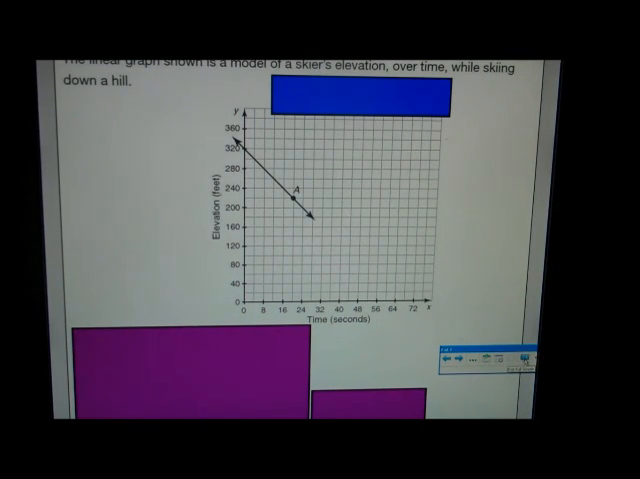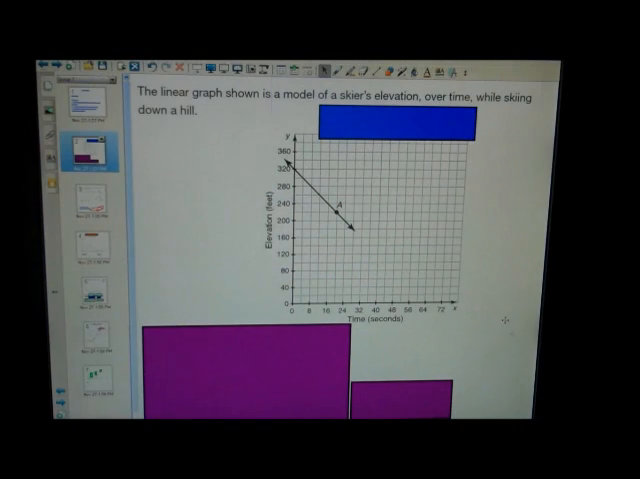Remember, to find slope, it's y2 minus y1 over x2 minus x1. So you're going to need two ordered pairs. You can get one of those right here. That's a perfect spot where it intersects. And there's also an ordered pair right here. So go ahead and pause it for a moment and find the slope of this line.